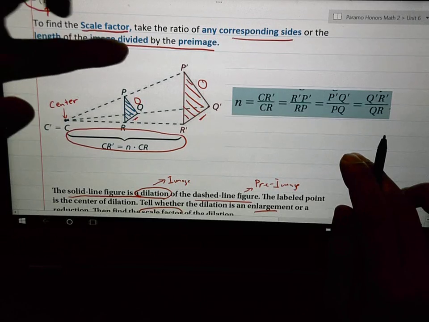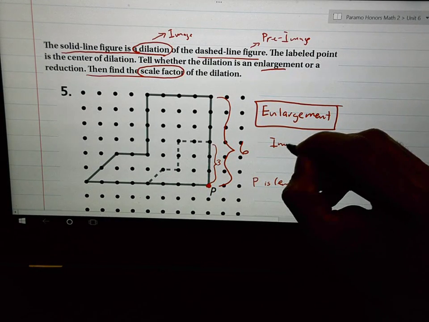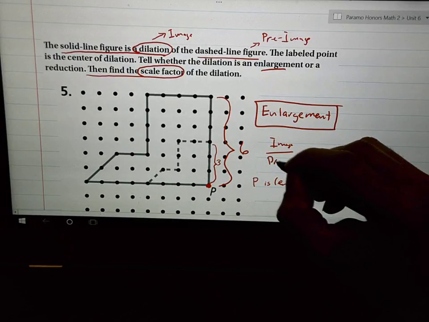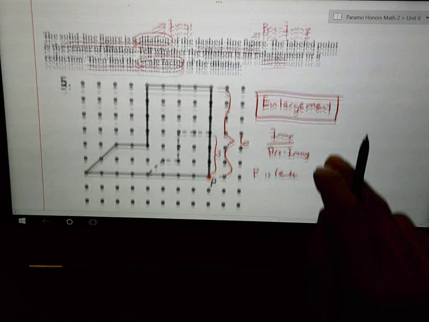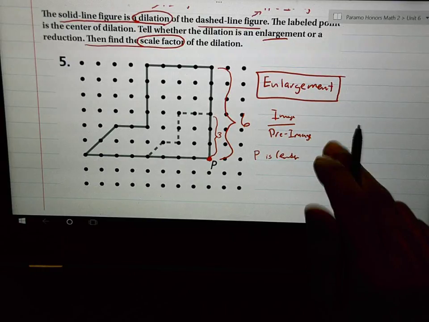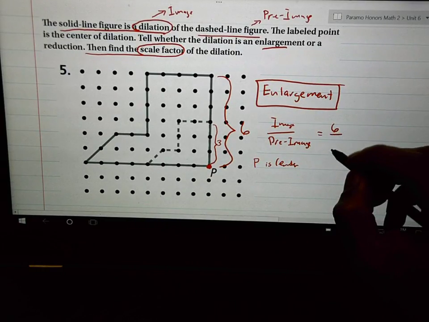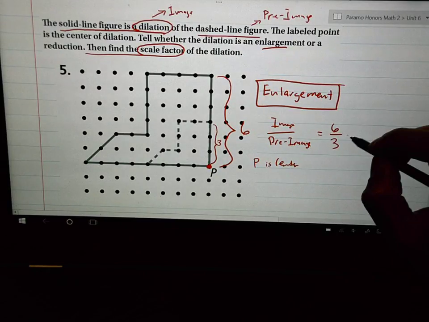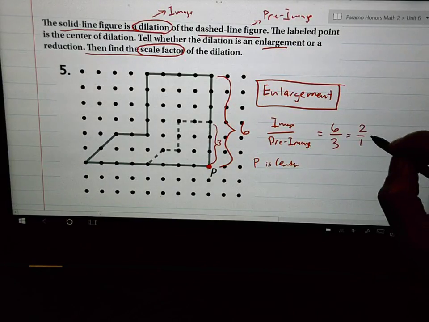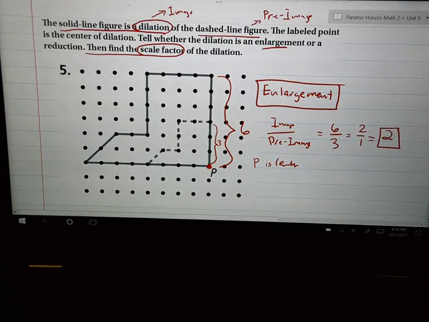If I take the image divided by the pre-image, that's what this basically says. The image divided by pre-image. I'm just going to write that down here. Image divided by pre-image. The image distance was 6 units. The pre-image distance was 3 units. If I think about what that is, that's 2 over 1, which reduces to 2. My scale factor is 2.